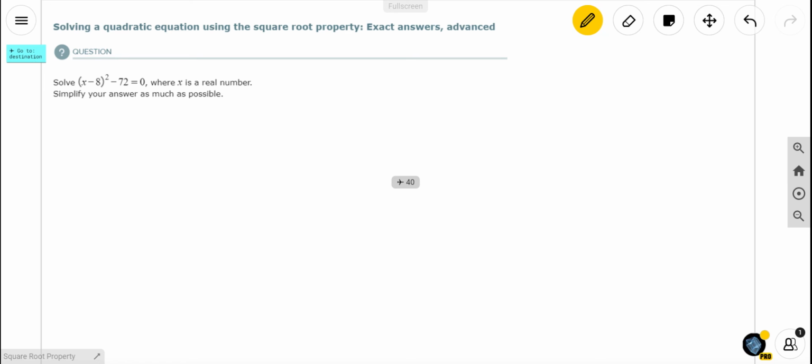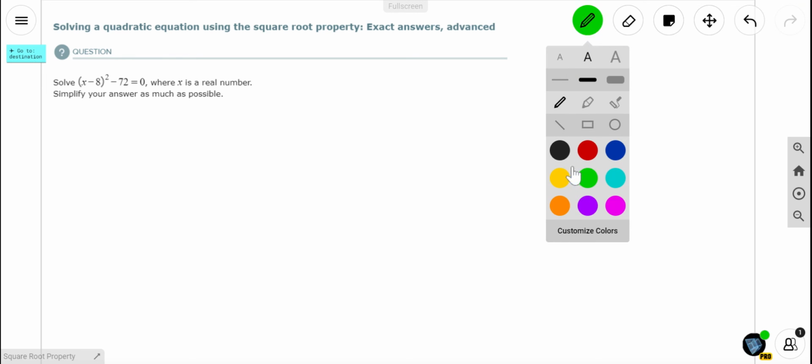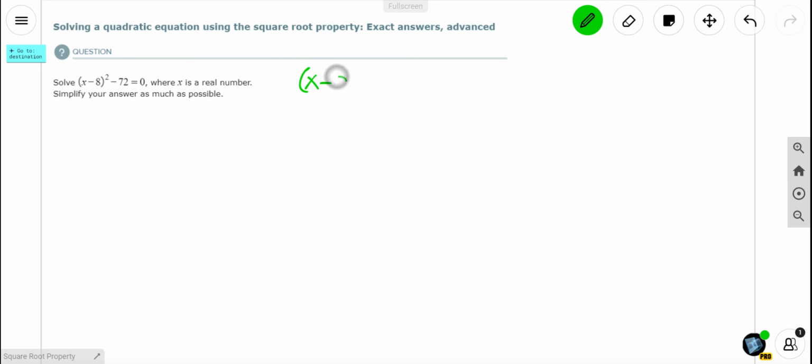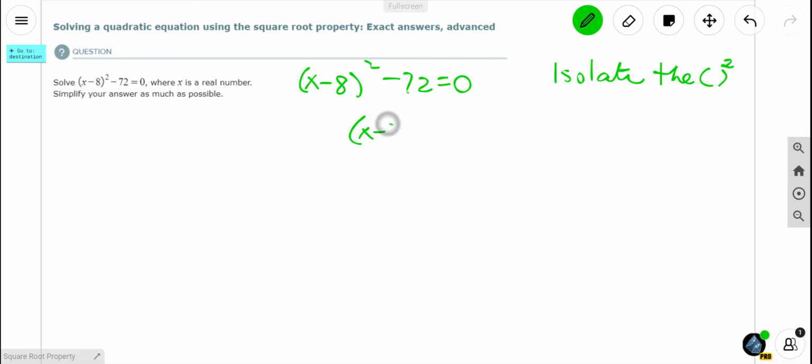Okay, let's take a look. It's another example like this. Okay, I'll get green. I feel like we're going with green for some reason. All right, so here we go. You get x minus 8 squared minus 72 equals 0. You want to isolate the quadratic, okay? Okay, so we're going to add 72 to both sides.